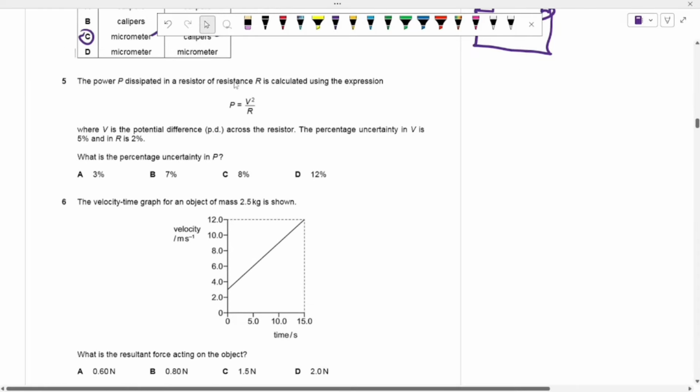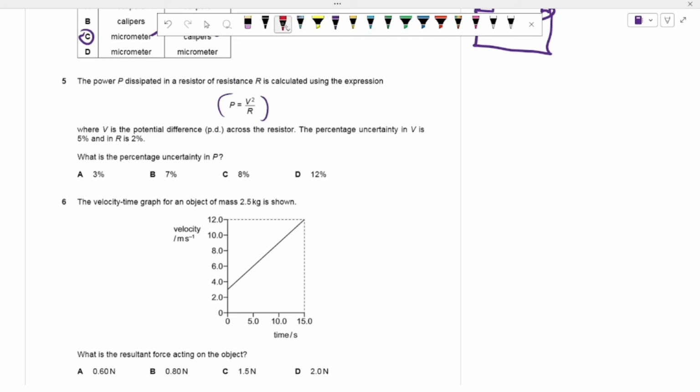We'll be given the power that is dissipated. Moving to question 5, we've been told that the power dissipated in a resistor of resistance R can be calculated by this expression. And we've been asked to calculate the percentage uncertainty in P.